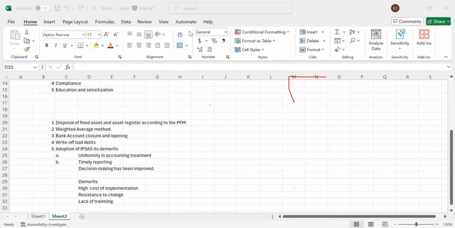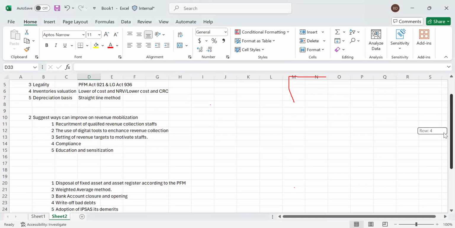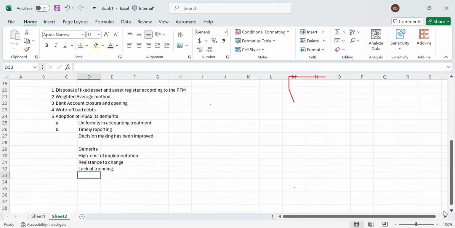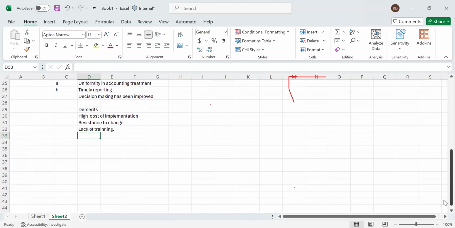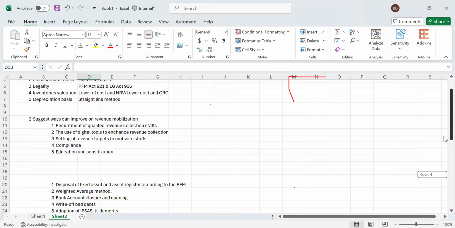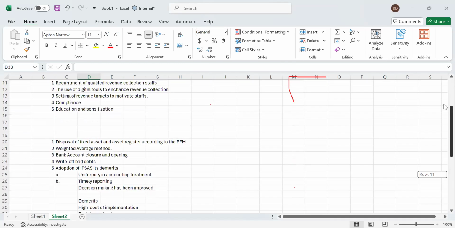Did you guys do the benchmark? Did you guys do IPSAS 5, borrowing cost? No. We mentioned them, but we did not tackle them. We just brush over it.